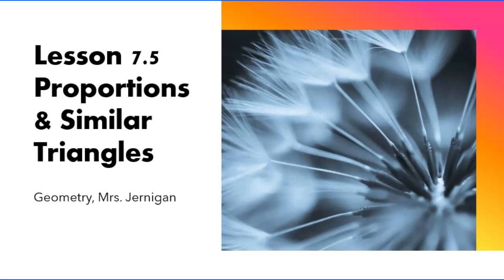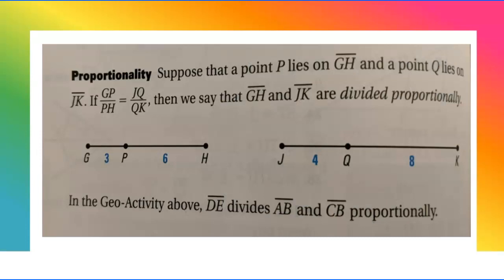All right, we're going to get started by looking at the big word that is on page 386, proportionality. And if you look at the two line segments below that, GH with point P in the middle and JK with point Q in the middle, we are going to try to understand what proportionality means. So we're going to look at point P. They tell us to look at point P, which is right there. And it says, suppose that a point P lies on GH and a point Q lies on JK.